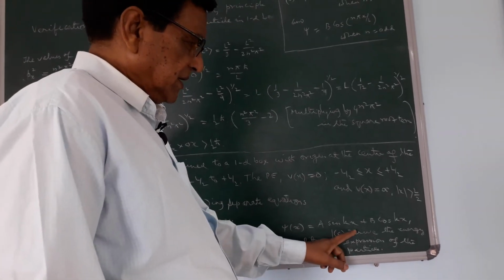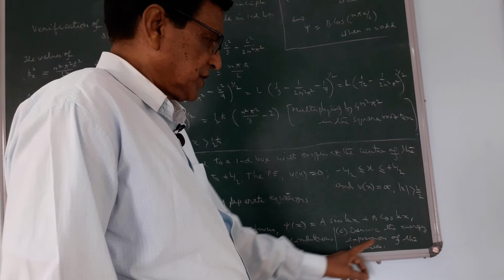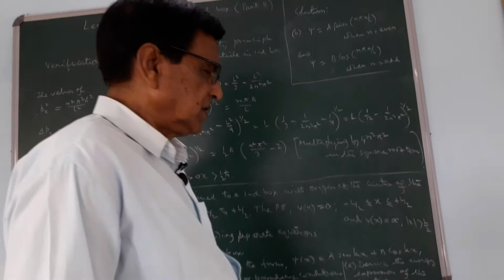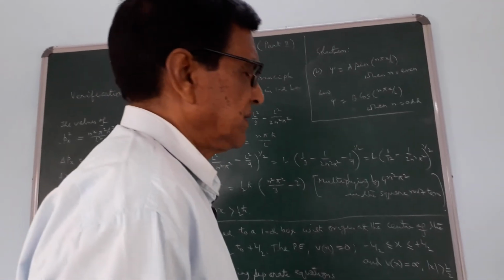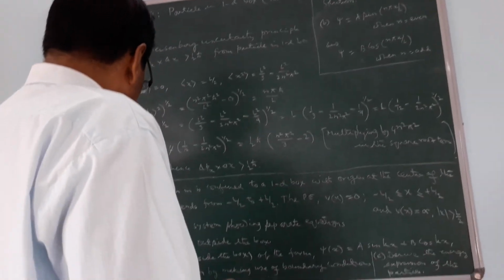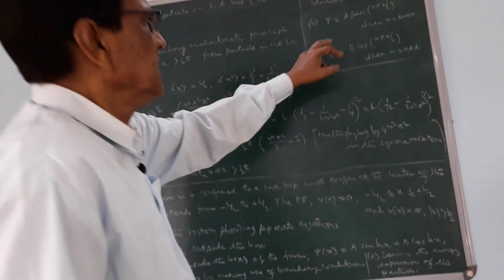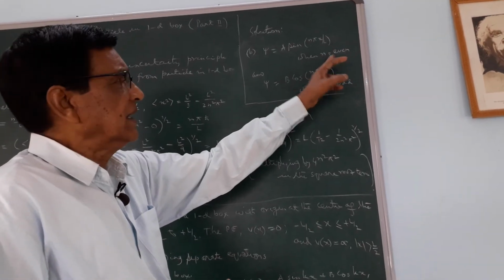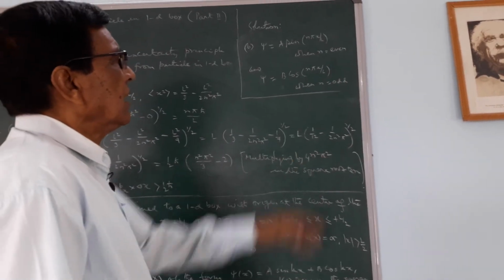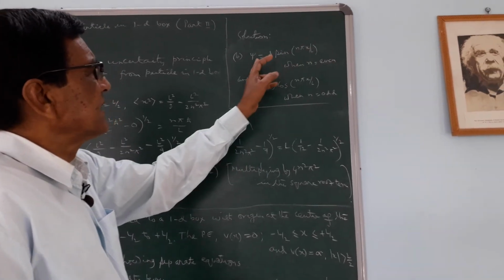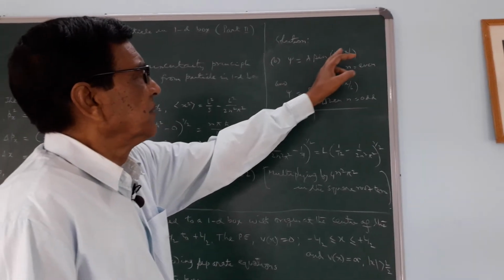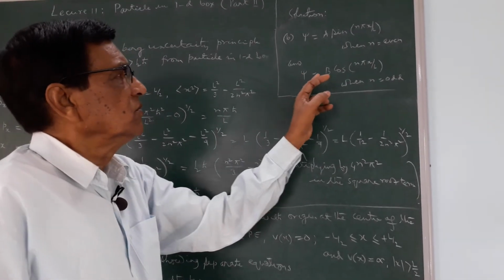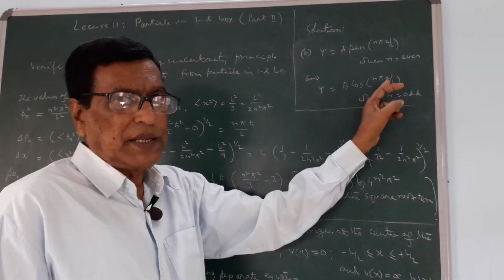And third one, derive the expression for the energy of this particle. So the energy of the particle is very common. It will be n square h square divided by 8 m L square. The answer for B: there will be two solutions for psi, for even value of n and odd value of n. For n equal to even, psi equal to a sin n pi x by L, and whenever n is odd, then psi equal to b cos n pi x by L.